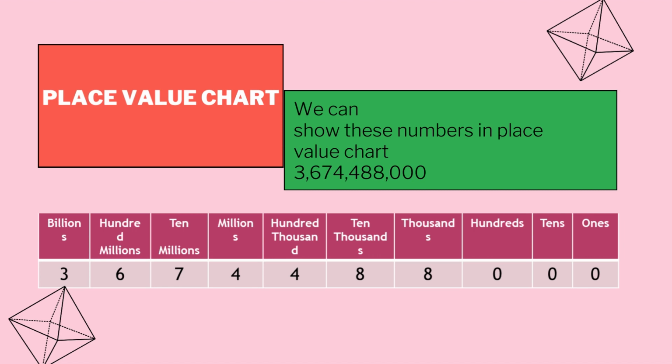Another way to represent the number is the place value chart. We can show these numbers in a place value chart, as you can see on the screen. The first digit 3 represents billion, 6 represents 100 million, 7 represents 10 million, 4 represents 4 million, 4 represents 100,000, 8 represents 10,000, the next digit 8 represents 1000, and the last 3 digits, hundreds, tens and ones, are all zeros.